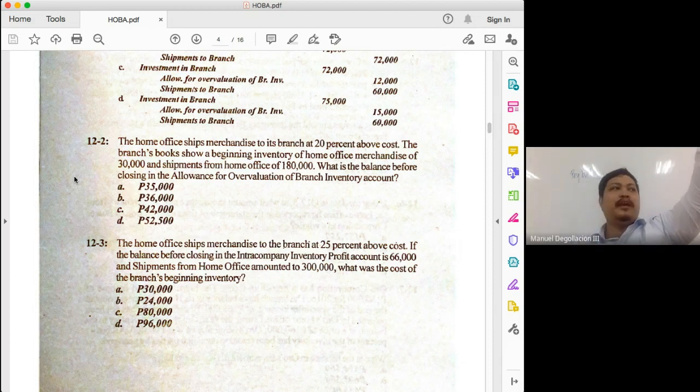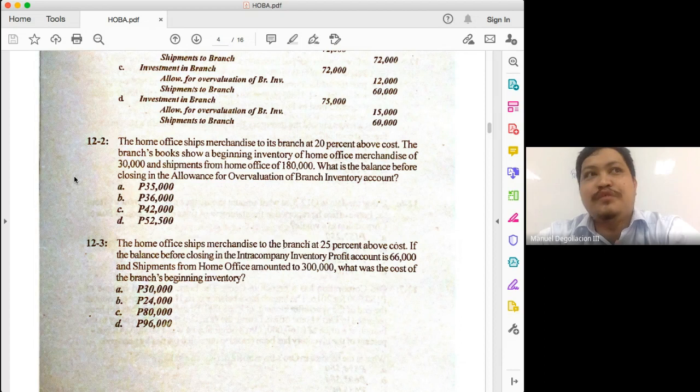Okay? So we have two ways of computing for the 35,000. 5,000 markup in the beginning plus 30,000 markup for shipments during the year. Okay, alternative solution, compute for total goods available for sale and get the markup on your total goods available for sale. Total goods available for sale is 210 computed by adding 30,000 and 180,000. Okay? And then you would get 210. 210,000 divided by 1.2 times 20% will give you the 35,000.